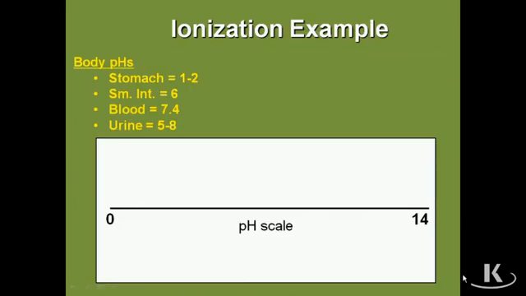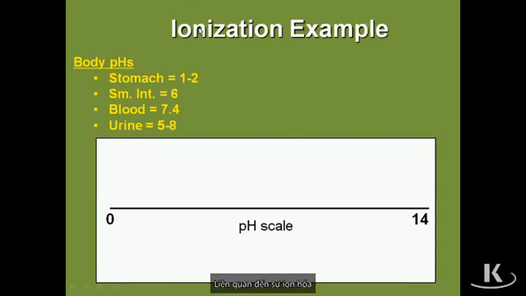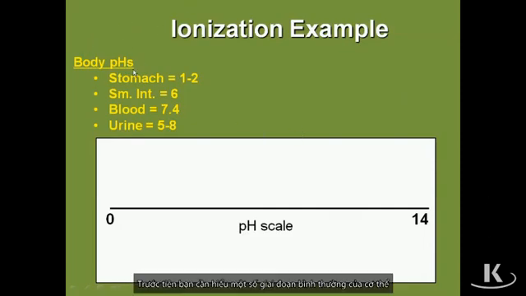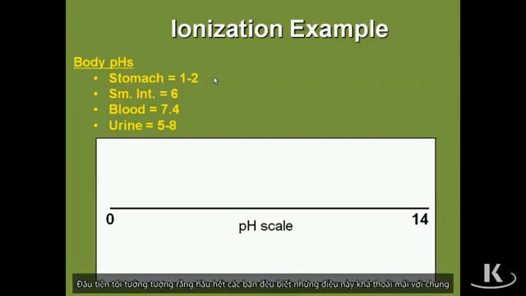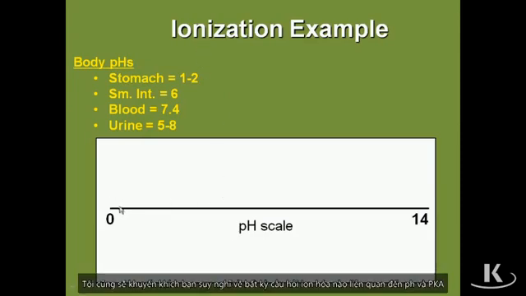To give you an example of how the exam might ask you a question related to ionization, you need to understand some normal body pHs first. I would imagine that most of you know these and are pretty comfortable with them. We know the stomach is very acidic, small intestine maybe slightly acidic depending on where you are, the blood 7.4, and the urine has a range usually of about 5 to 8. If you know those normal body pHs, you can make some predictions as far as what's going to happen to a drug.